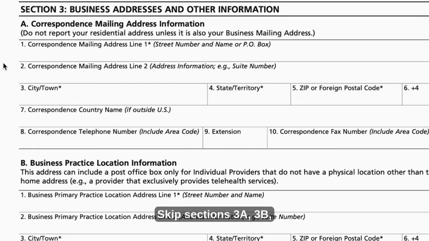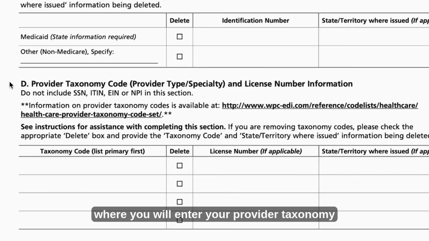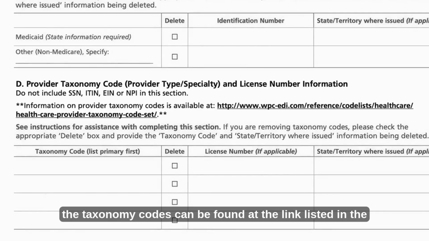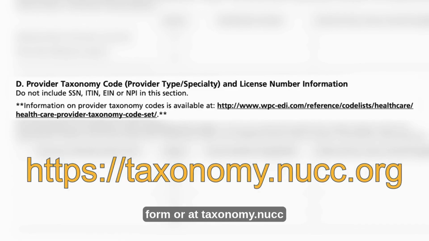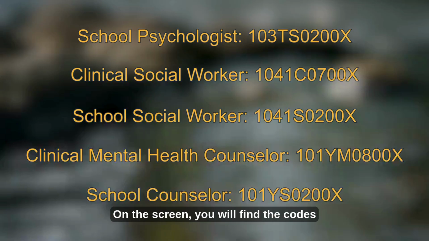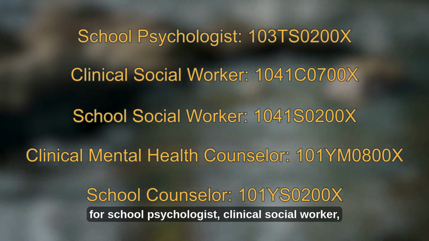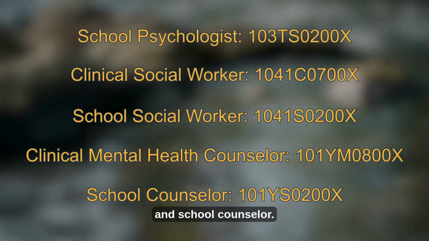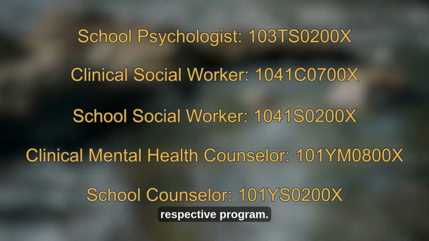Skip sections 3A, 3B, and 3C and go to section 3D, where you will enter your provider taxonomy code for your respective practice. Just FYI, the taxonomy codes can be found at the link listed in the form or at taxonomy.nucc.org. On the screen, you will find the codes for school psychologist, clinical social worker, school social worker, clinical mental health counselor, and school counselor. Be sure to enter the code that is applicable to your respective program.